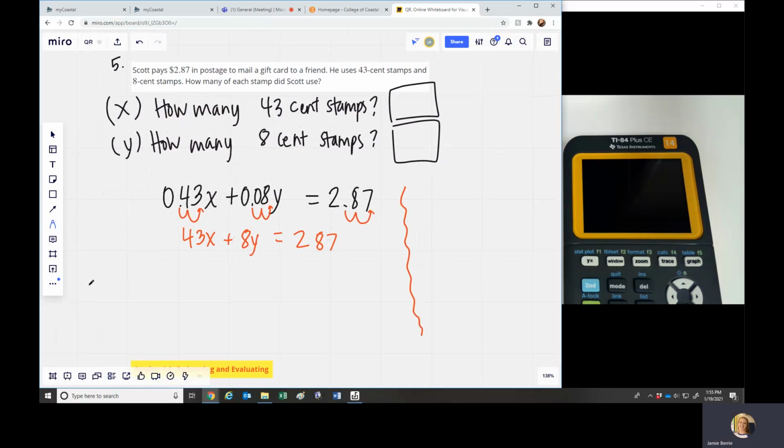You don't want to use like 58-cent stamps. We want to use as few as possible. So we're going to try to maximize the number of 43-cent stamps that we have to use. So let's find the max number of 43-cent stamps that Scott could use.